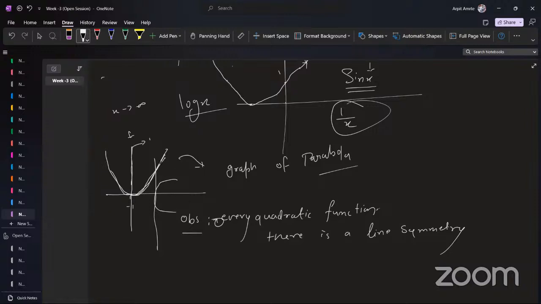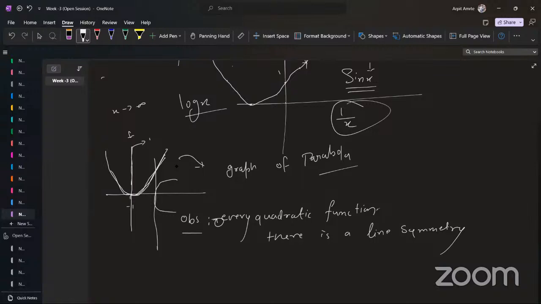I am not saying that any parabola is a quadratic equation. I am just saying the quadratic equation, whatever we are treating, is nothing but a parabola. Right? It's just like you can say every square is a rectangle, but every rectangle is not a square. You are getting my point? What I want to convey?